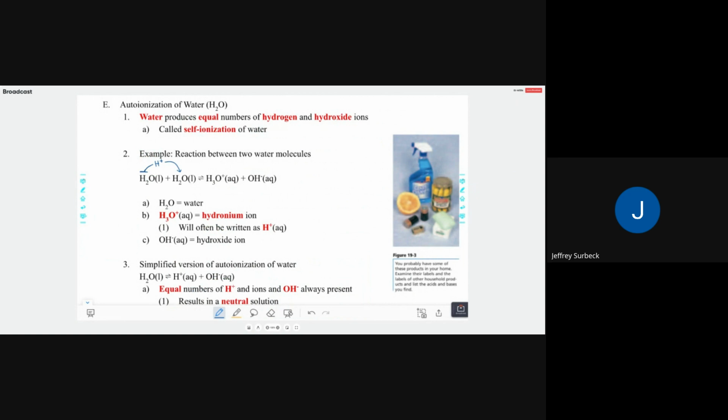I also want to take time to talk about this. We are going to see H3O plus commonly just written as H plus. It just saves some time. It means the same exact thing in our particular solution.